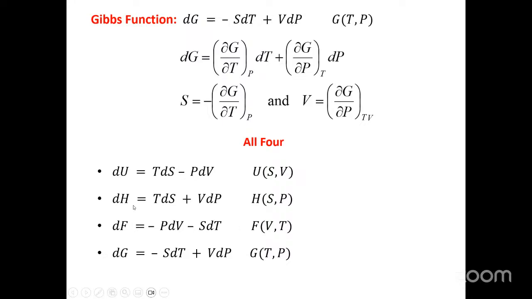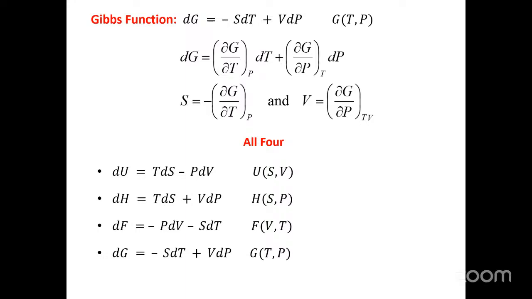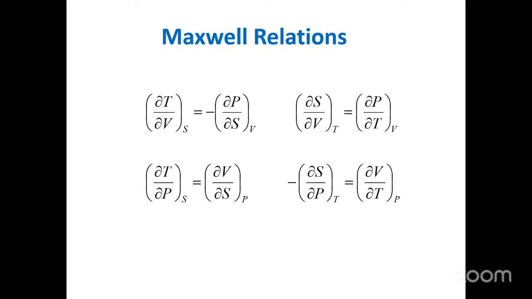The constants in this equation dG is equal to minus SdT plus VdP, and here temperature and P are the constants. All these four equations are called the thermodynamic potential equations. And here the Maxwell relations, how we will derive them from all these four equations: dT by dV at constant S is equal to minus dP by dS at constant V. Here what we are taking as constant are S and P. What is the relation between these S and P?